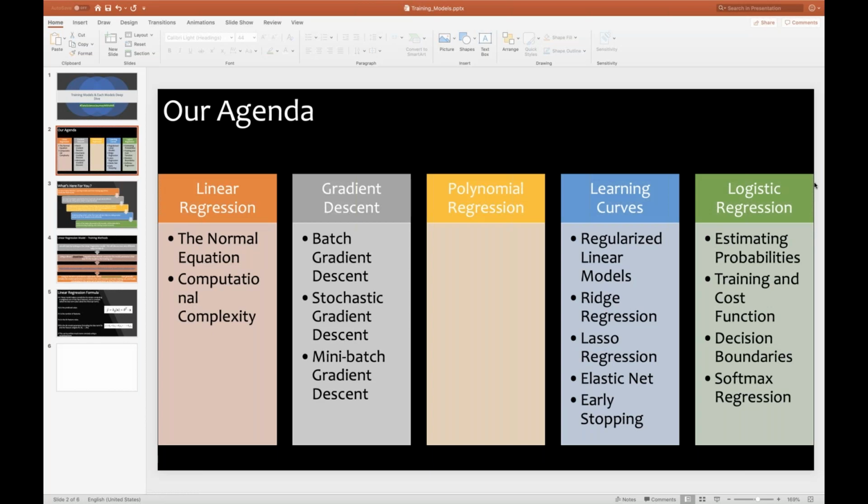Now, learning curves. Learning curves are very important. Before jumping into learning curves, let's understand what subtopics we have. How do you regularize the linear models? What is ridge regression? What is lasso regression? What is elastic net? And what is early stopping? These are also very important.